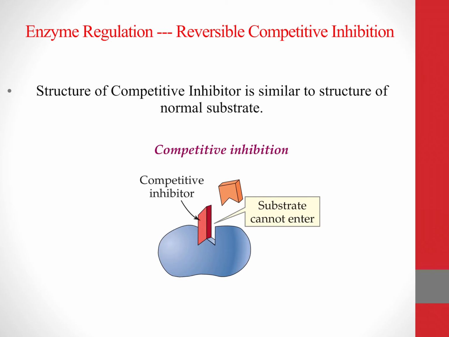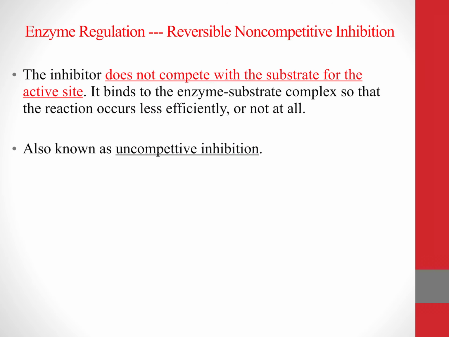So we can see that here. You can see the competitive inhibitor is in the active site, it's bound to the active site, and the substrate is not able to enter. So the inhibitor has a similar structure as the substrate, and it can fit into the active site and prevent that substrate from entering and binding with the active site.